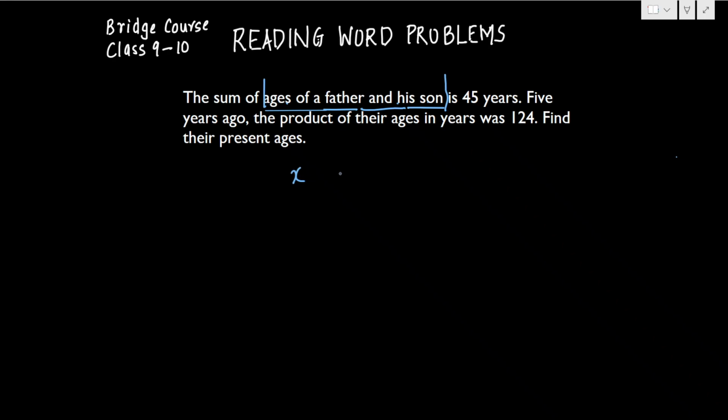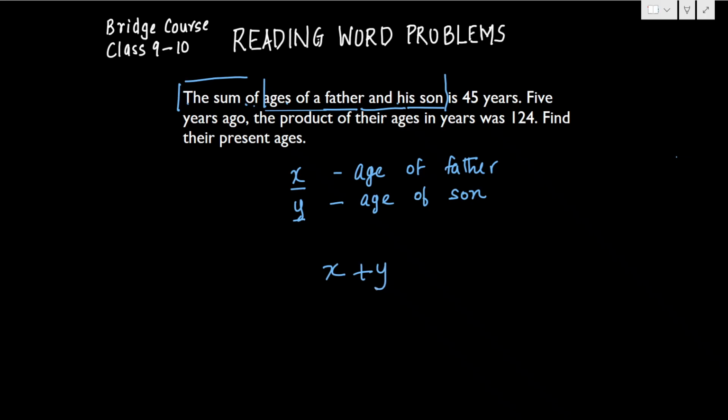So let us say x is the age of the father. This is one thing or object. y is the age of the son. So we identified two things so far. Now let us go a little bit back and read it. It says the sum of these two things. That means these two things are x and y. The sum of these two things is x plus y.